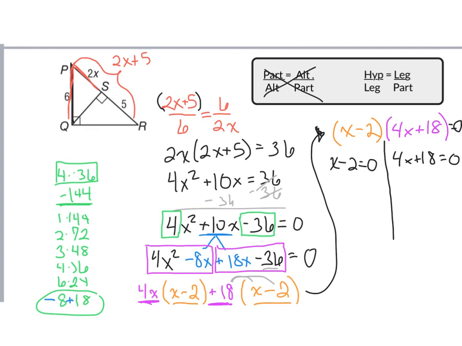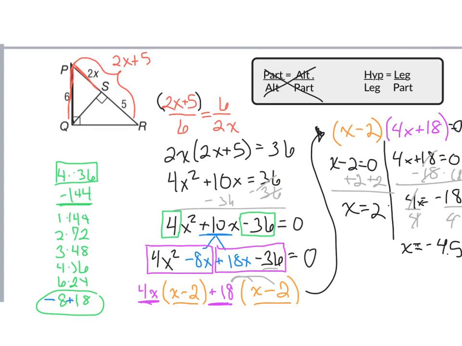When I solve each side, the left-hand side is really simple because we just have to add 2, and I get that x equals 2. On my other side, the first thing I need to do is subtract 18. That gives me 4x equals a negative 18. I forgot my x. Divide both sides by 4, and that gives me x equals negative 4.5.